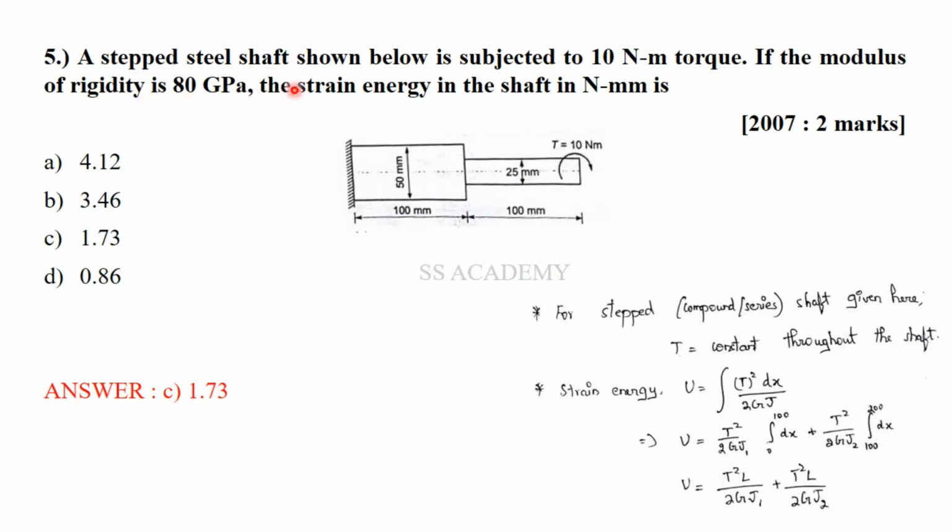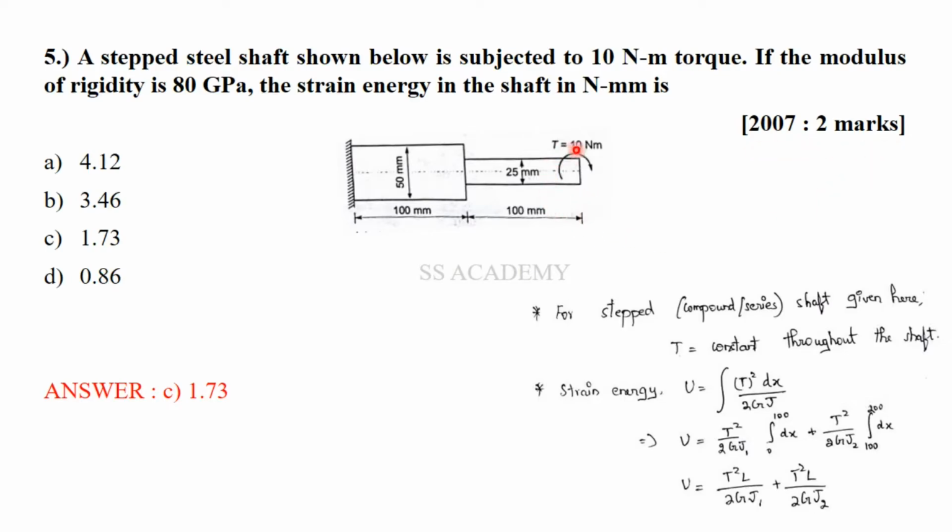A stepped steel shaft shown below is subjected to 10 Newton meter torque. If the modulus of rigidity is 80 gigapascal, find the strain energy in the shaft in Newton millimeters. They are asking the strain energy in terms of Newton millimeter. It is a 2007 GATE 2 mark question.